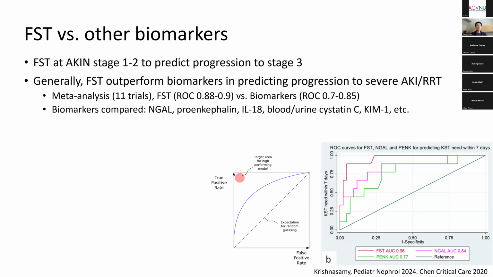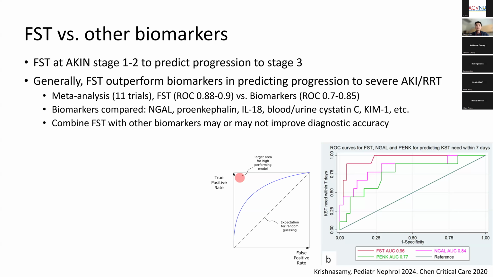And the other biomarkers that are compared throughout other trials include NGAL, interleukin-18, blood and urine cystatin C, KIM-1 molecules, etc. And basically, it looks like across the studies, the furosemide stress test itself is as good or superior than the other biomarkers. And there may be some studies suggesting combining these tests with the other biomarkers may improve the diagnostic accuracy only a little bit further.